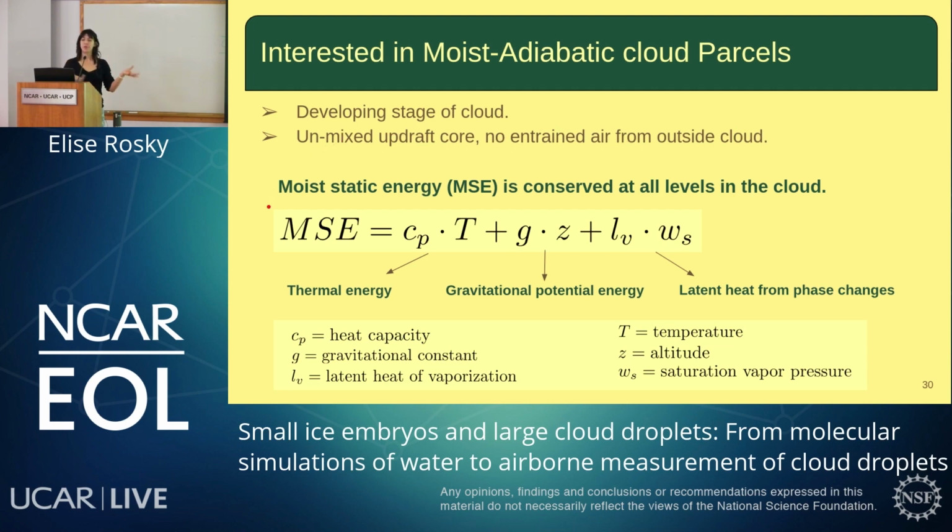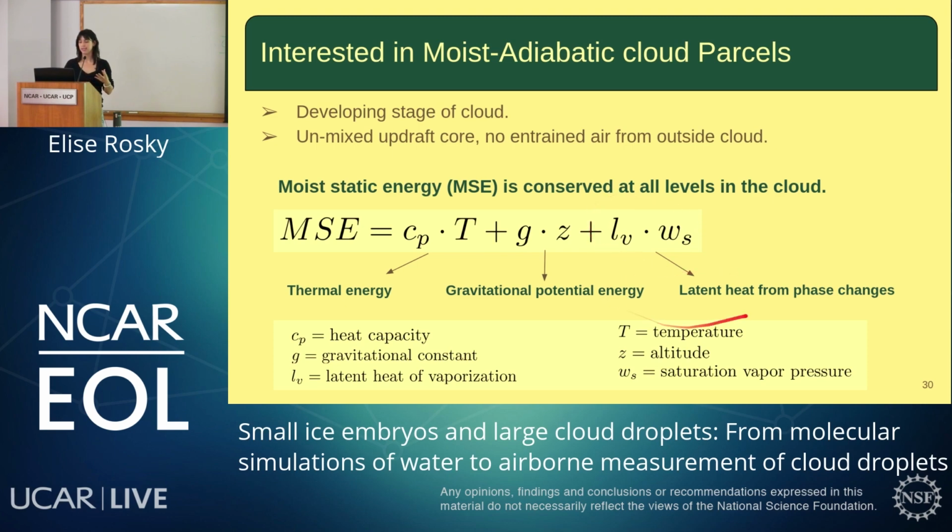And in such a moist adiabatic cloud parcel, there is a conserved quantity called the moist static energy. And it's conserved at all levels in the cloud if it's having moist adiabatic ascent. So the terms that go into the moist static energy are the thermal energy of the cloud parcel and the gravitational potential energy of the cloud parcel. The thermal energy will decrease with height as the temperature decreases. Gravitational potential will increase with height in the cloud.